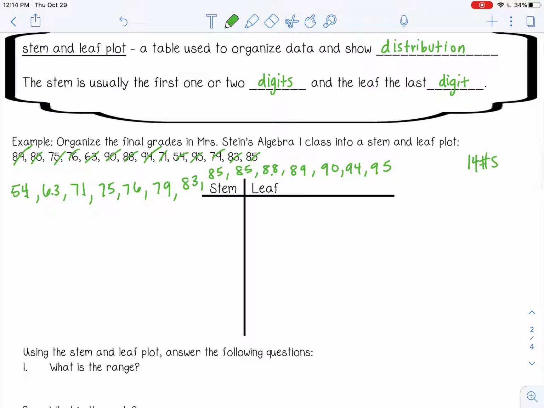Okay, so for my stem and leaf plot, you start with the smallest number, which is 54, and you just put the first digit in this case because there's only two digits. And then I have some numbers in the 60s, 70s, 80s, and 90s. So those are my stems. And then the leaf is the last digit of those numbers.